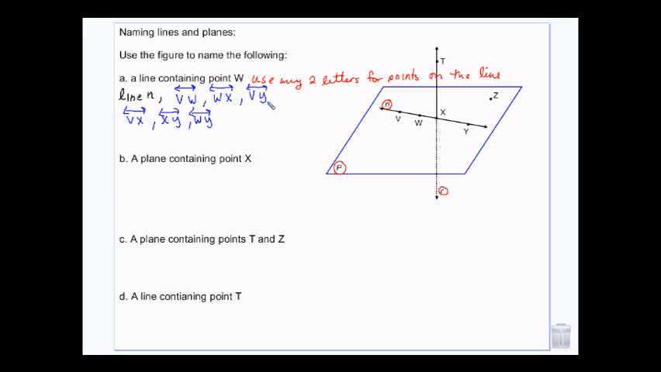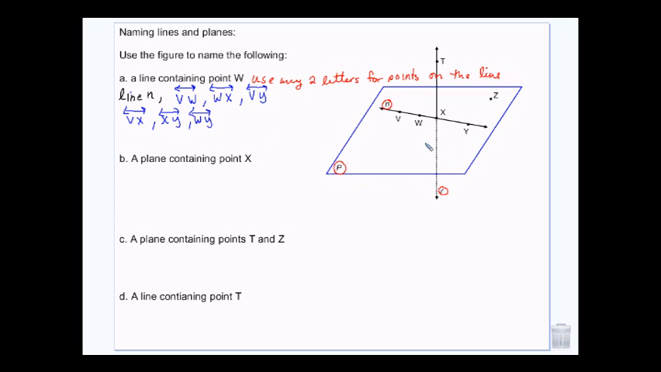So there are a whole bunch of right answers if I tell you to name the line. Even though it's called line N, it has multiple names, because it has all those other points on it. So you use any 2 points on the line with a little double arrow line over top of it, and you've got a correct name. You can pick whichever one you want.